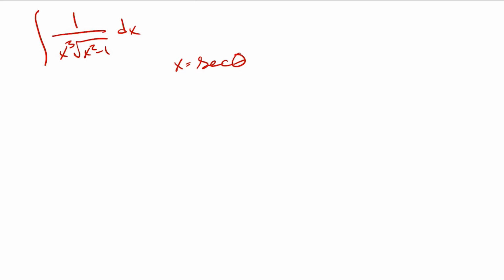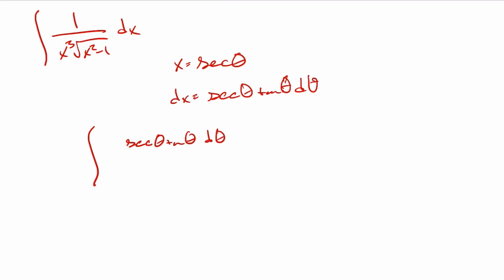Okay, and if x equals secant theta, then dx is equal to secant theta tangent theta d theta. And so we just plug all this into the integral. And for dx we get secant theta tan theta d theta on top. And then on the bottom, x cubed becomes secant cubed theta. And this is times the square root of x squared, secant squared theta, then minus 1.